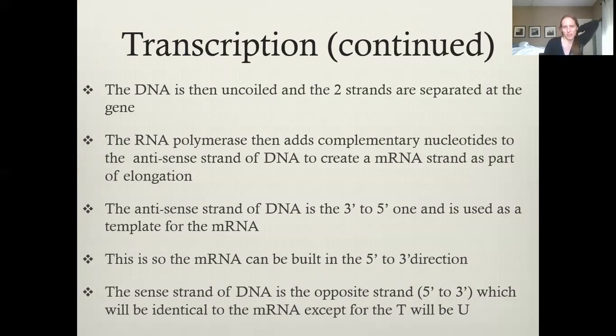And so the strand of the mRNA is built off of the antisense strand of DNA, which is the one that goes 3' to 5'. And the reason for that is so that the mRNA can be built 5' to 3'. Just like when building DNA, we can only build new molecules of DNA or mRNA in the 5' to 3' direction. The sense strand of DNA will be the opposite one to the antisense strand, so it'll be the 5' to 3'.